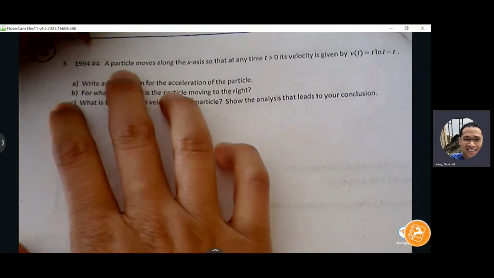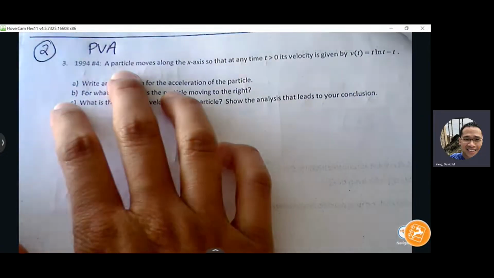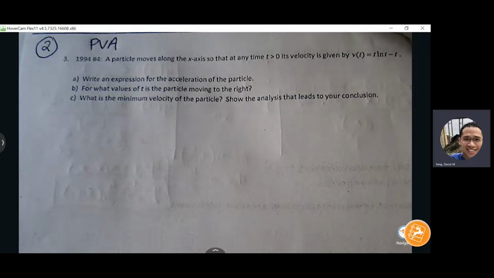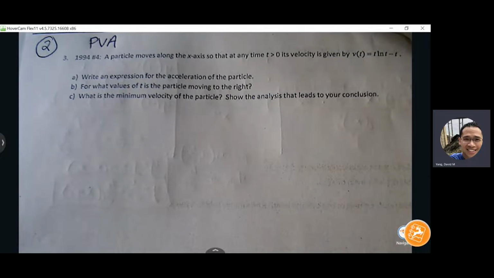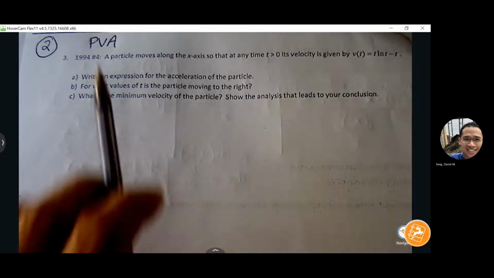Okay, we also call this PVA, PVA representing position, velocity, acceleration. That relationship between function, first derivative, and second derivative. So let's read this problem here.